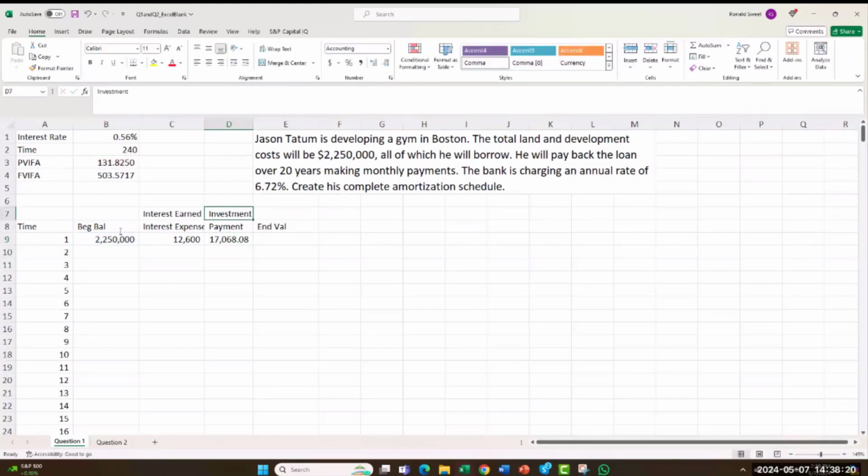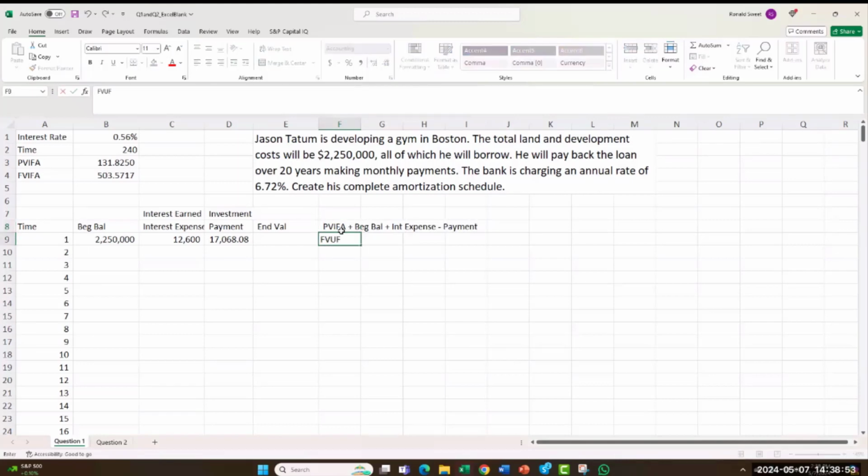If it's an investment, you're going to take the target. So you'd have to put the target, what are you investing to, and divide it by the future value. Here, we're borrowing money. So we take that amount divided by the present value. And then the ending value, it depends. If it's a present value interest factor, then you're gonna do beginning balance plus interest expense minus the payment.